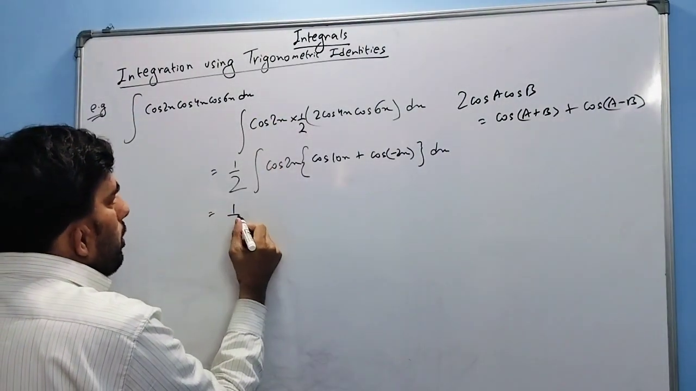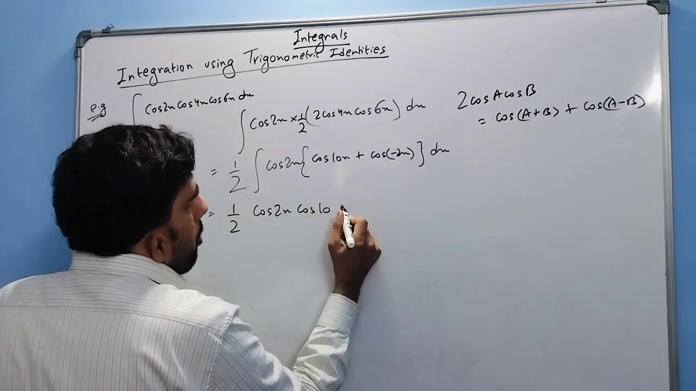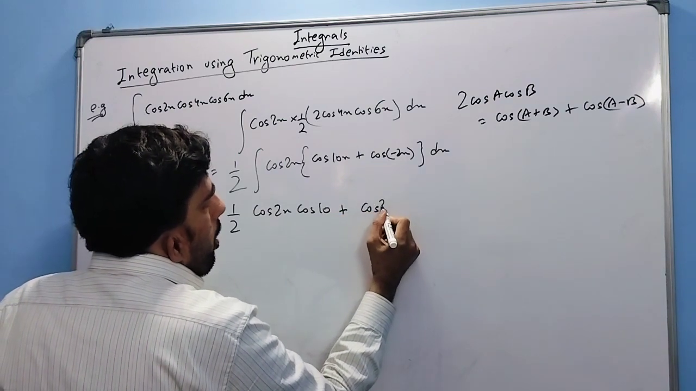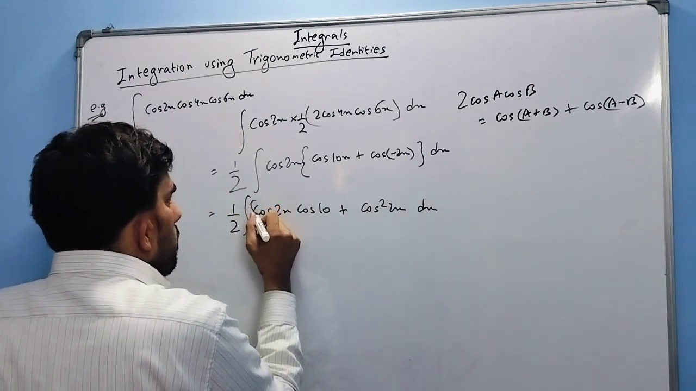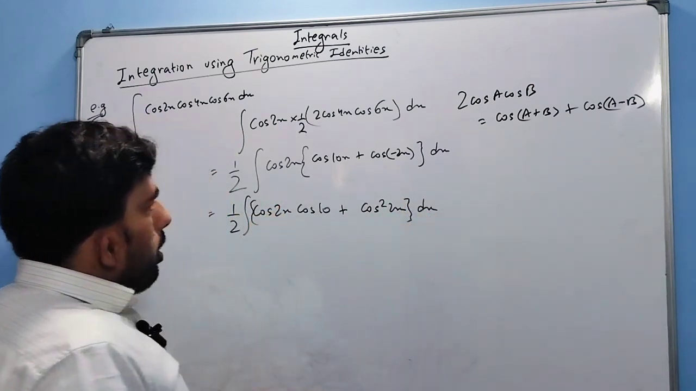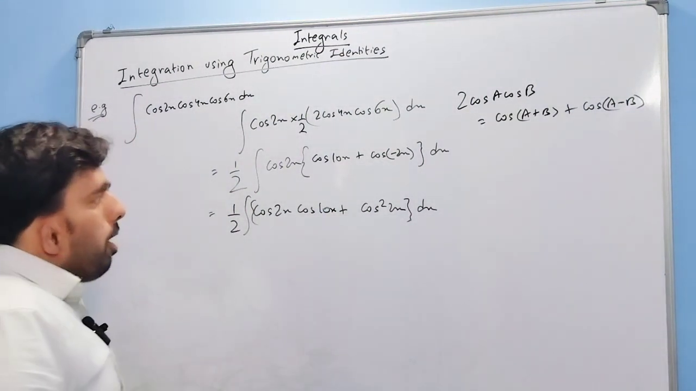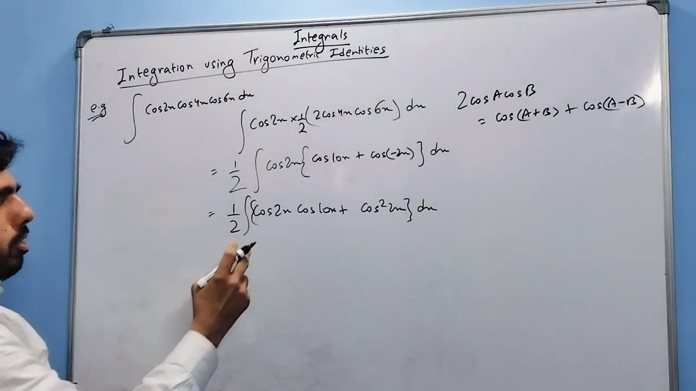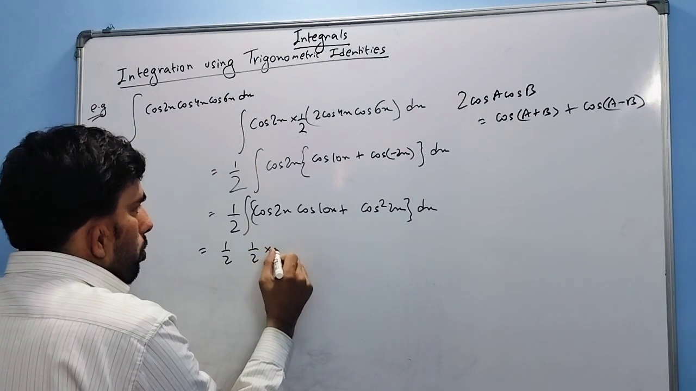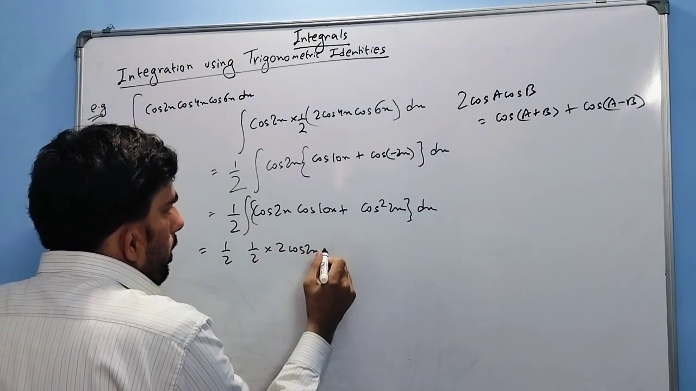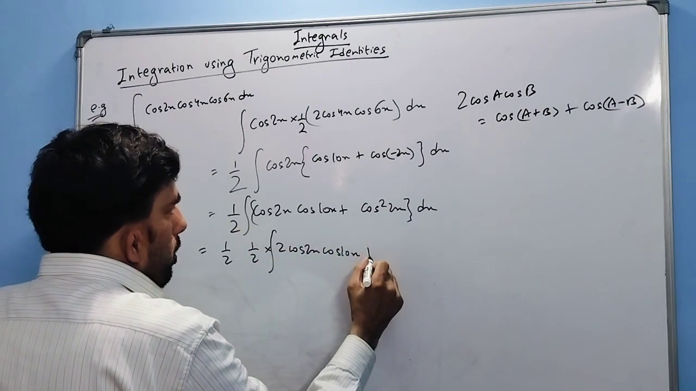Now let us see what will happen. Cos 2x, we have just multiplied in, cos 10x plus cos square 2x. So now I have this. Okay, so now what will happen? We'll apply the identity again here, that is 2 cos A cos B. So what we'll do? Half into 2 cos 2x cos 10x dx.